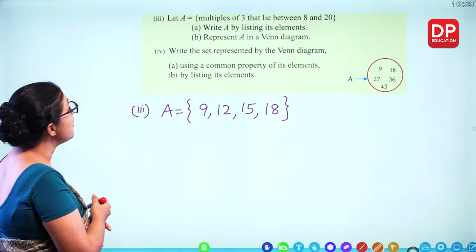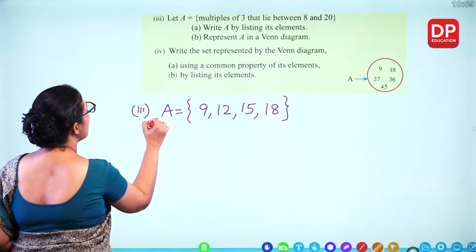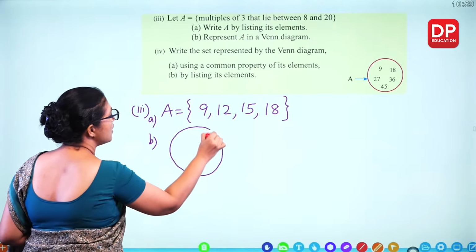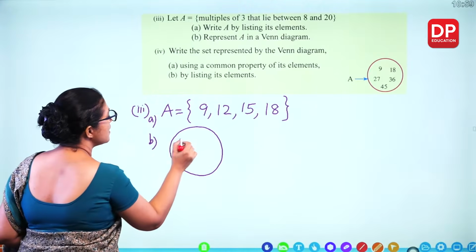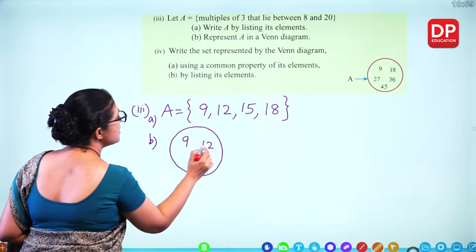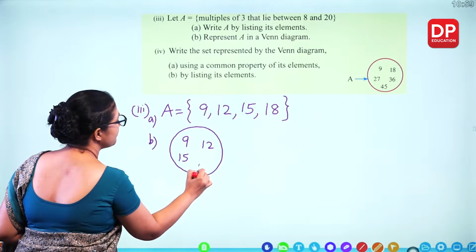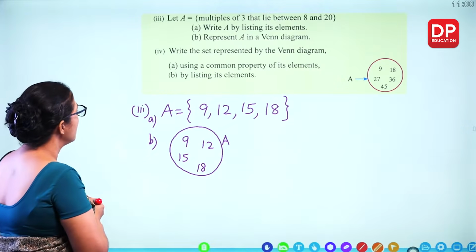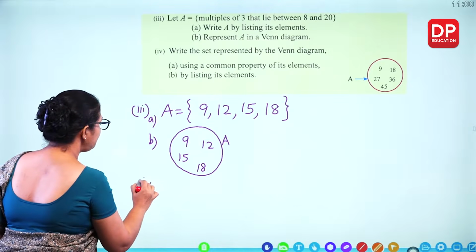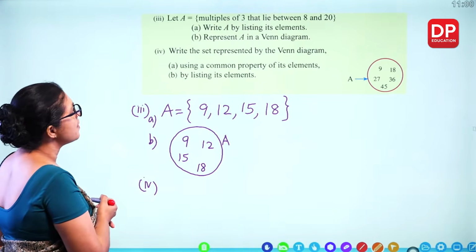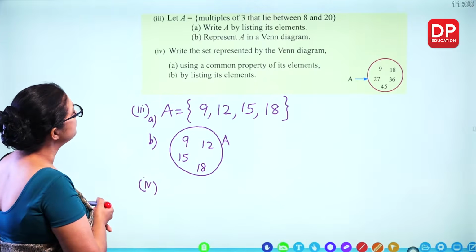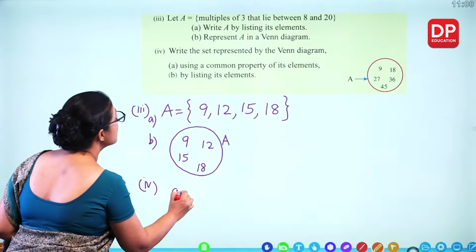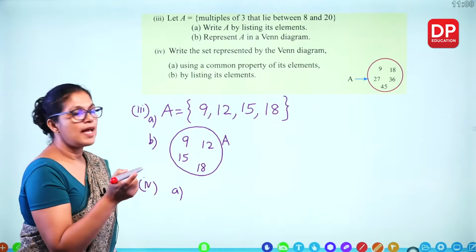Represent A in a Venn diagram. This is part A, part B. So you can draw a closed figure like this and put all the elements inside the circle. So that's set A. Fourth one, write the set represented by the Venn diagram. This is given using a common property of its elements.